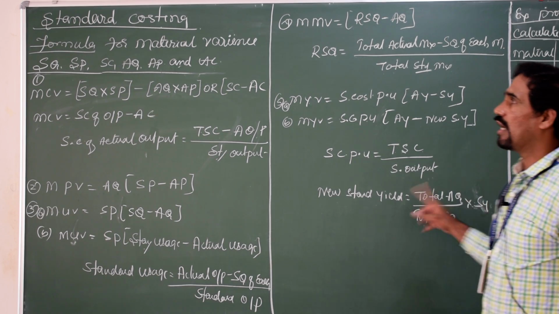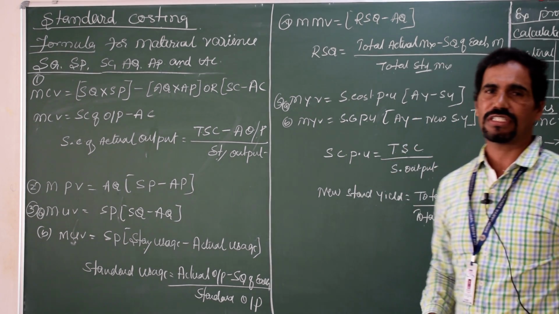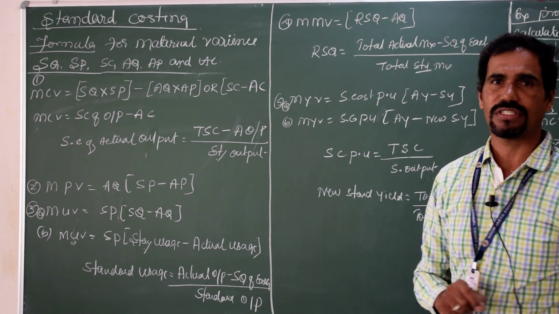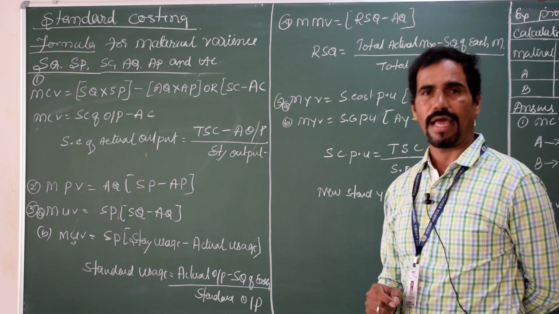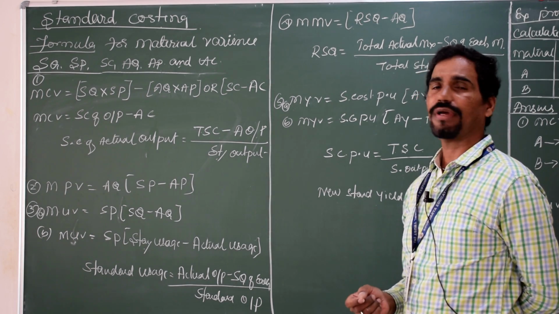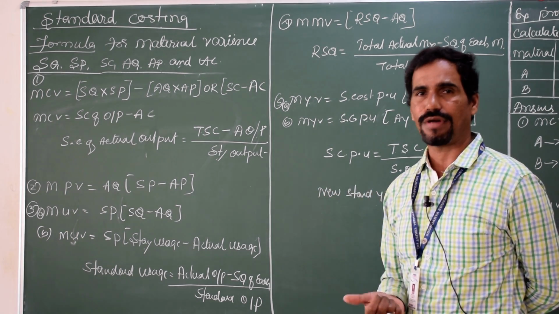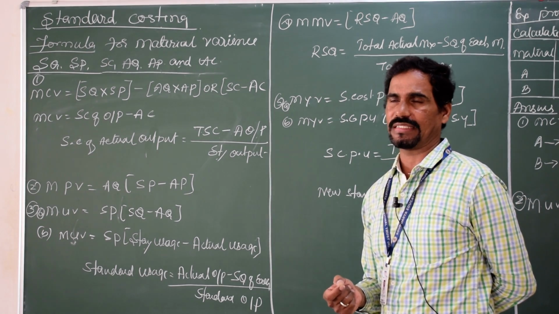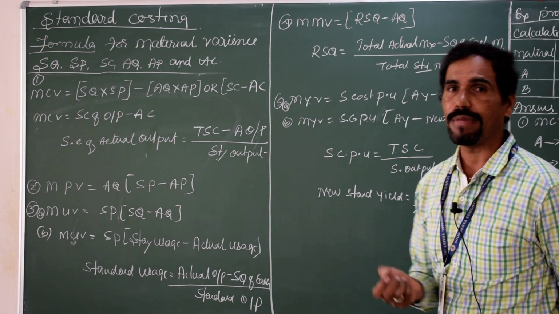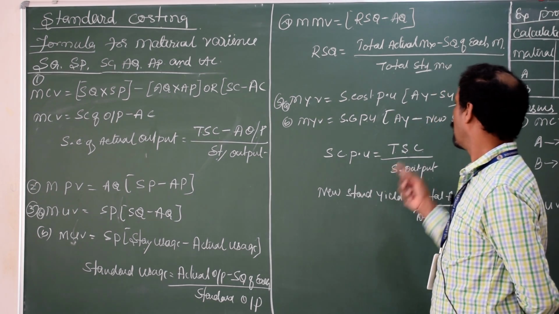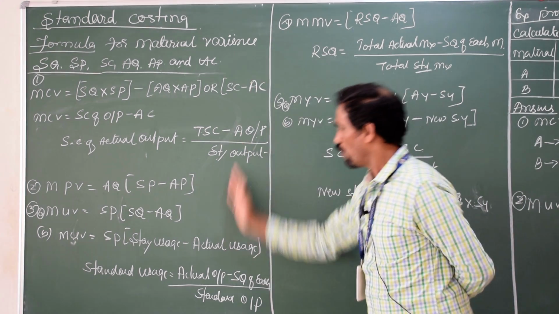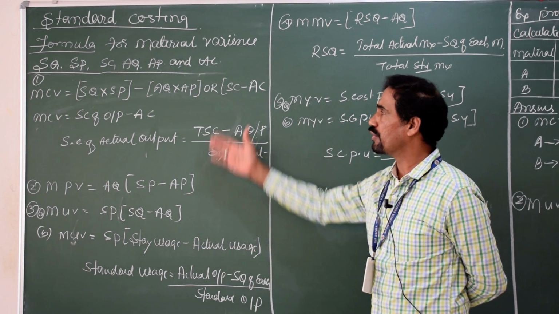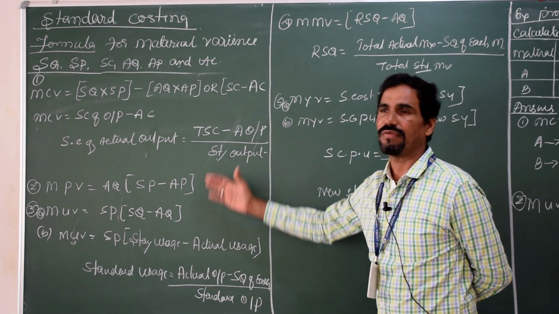So, abbreviations: SQ stands for standard quantity, SP for standard price, SC for standard cost, AQ for actual quantity, AP for actual price, AC for actual cost, MMV for material mix variance, MC for material cost variance. So, this is only for the formulas. Once you mug up the formulas or understand them, it is very easy to calculate the problems.